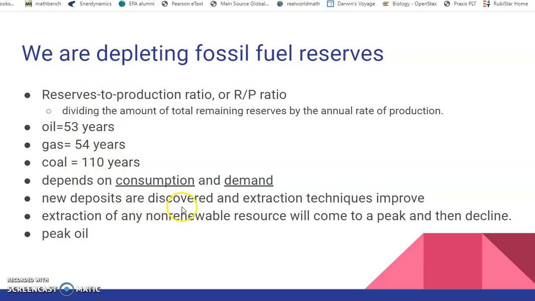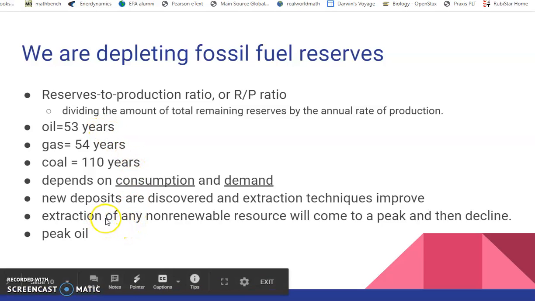New deposits are always discovered and extraction techniques improved. So when I was going to school, people were really talking about oil disappearing. And then they found new sources and new extraction techniques, and all of a sudden this really expanded into the future.